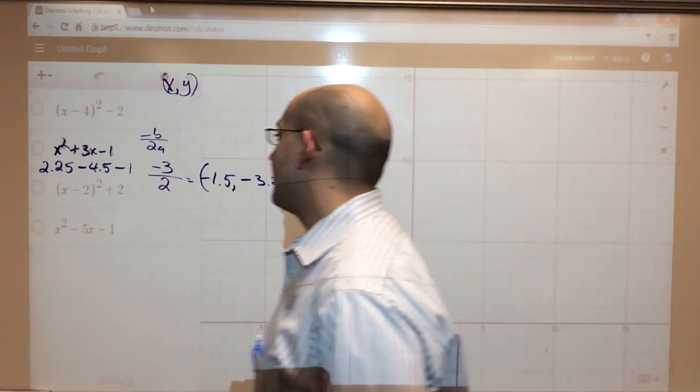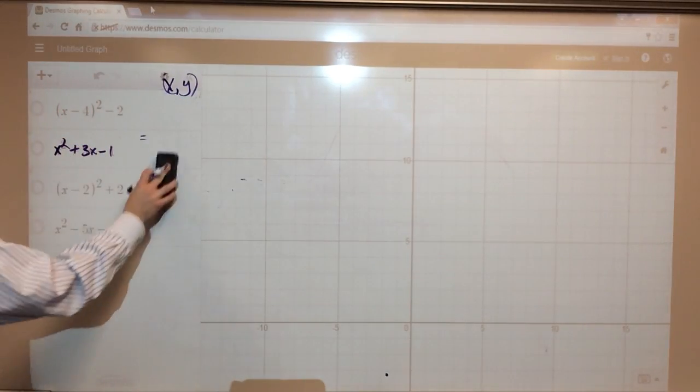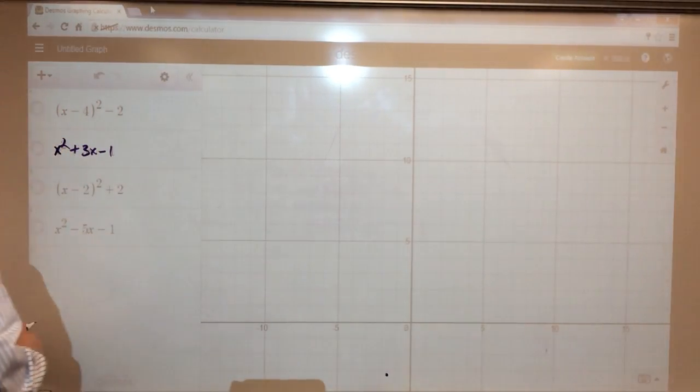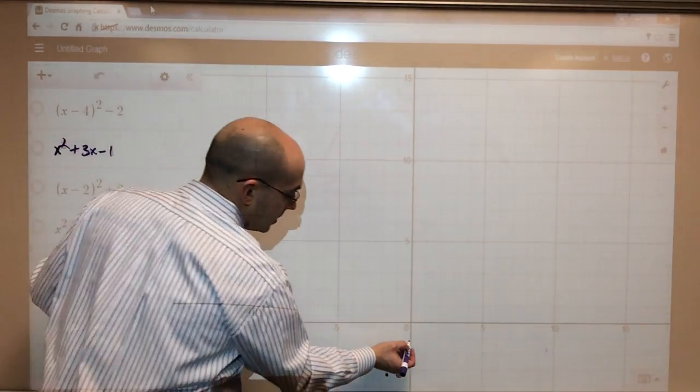Okay? Let's find the y-intercept. It's going to be a lot easier. Okay, so the y-intercept is when I set x equal to 0. This is simple. 0 cancels all that out. 0 cancels all that out. Only thing left is negative 1. The y-intercept is negative 1.